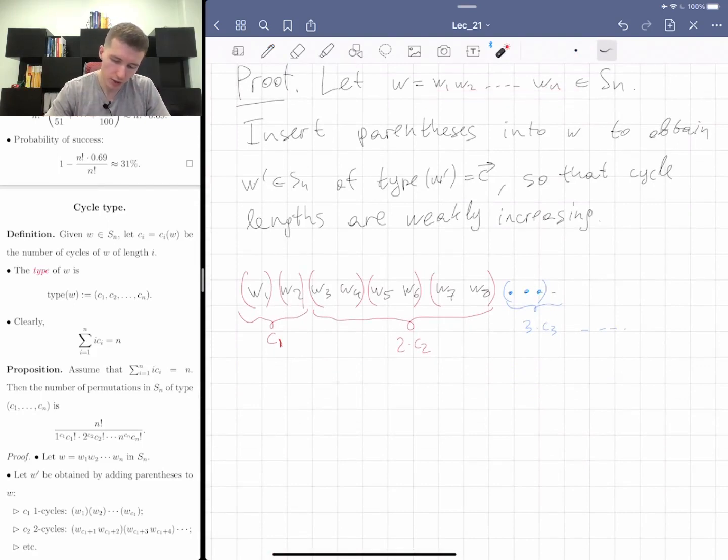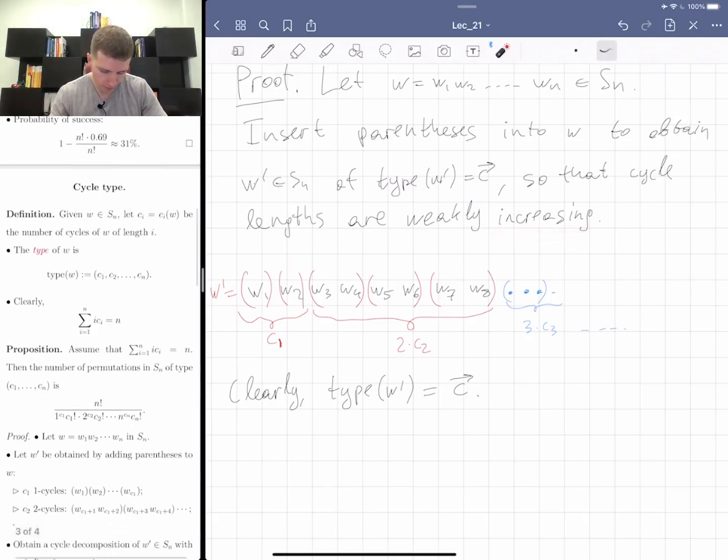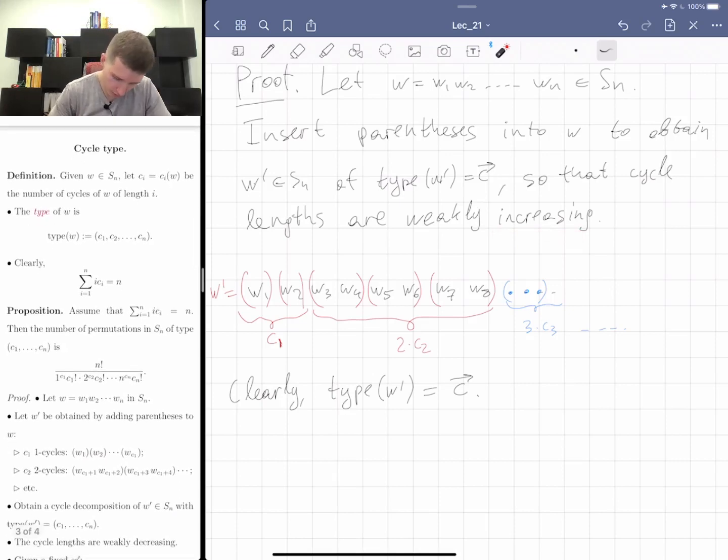So let me denote this permutation by W prime. So this new permutation is W prime. In cycle notation, it is just written in this form. So the question is, well, first of all, clearly the type of the permutation I have obtained is equal to C. So that's nice. And then also the cycle lengths are increasing, right? Weakly increasing.